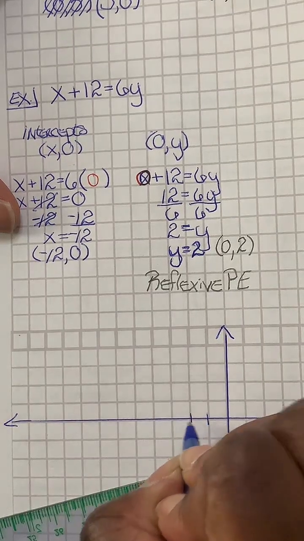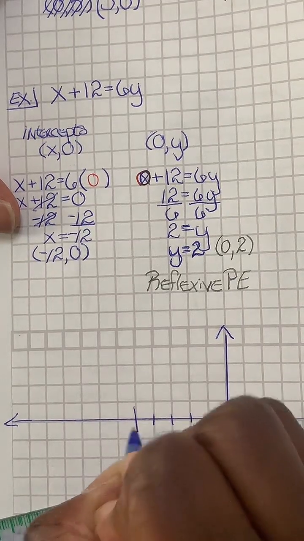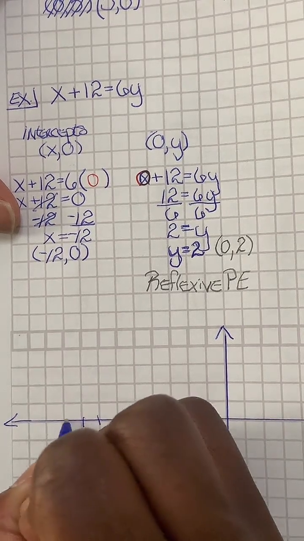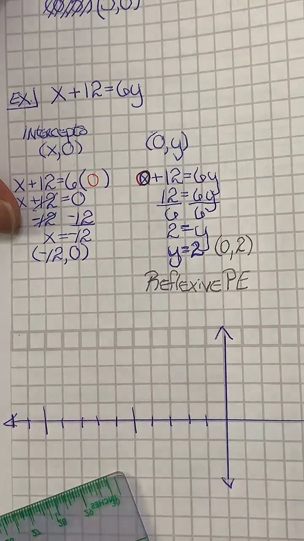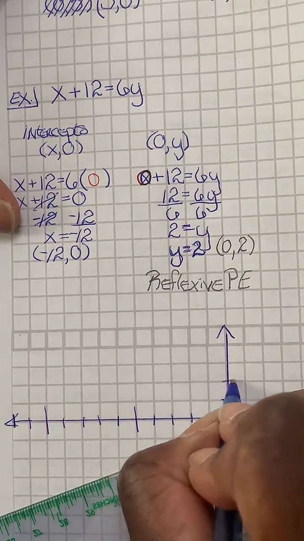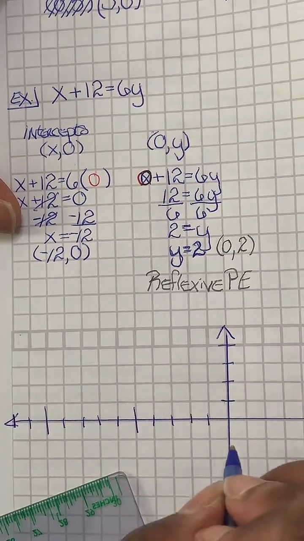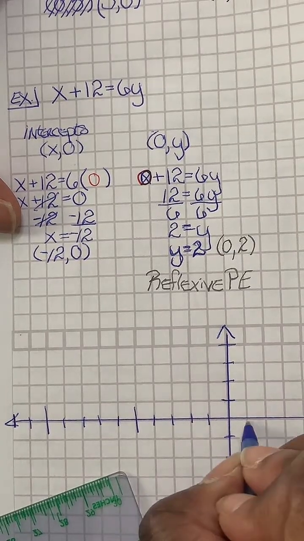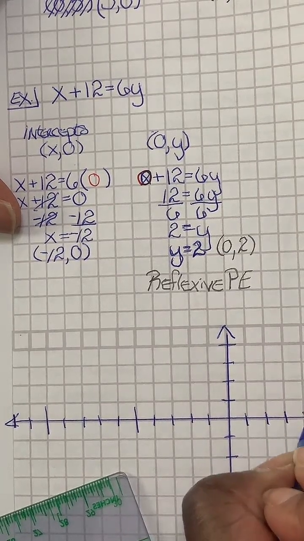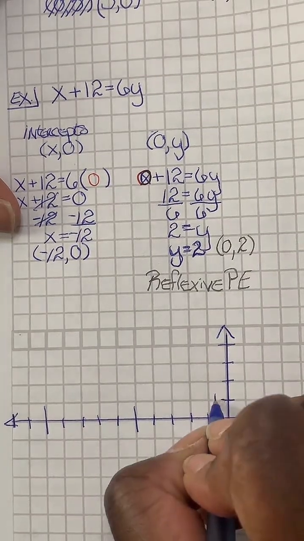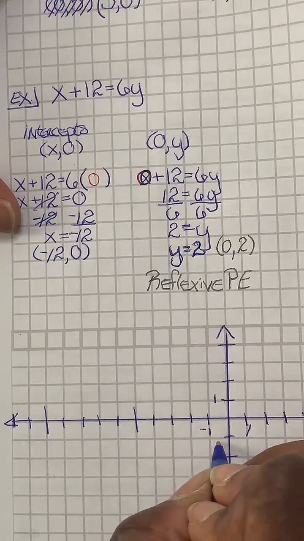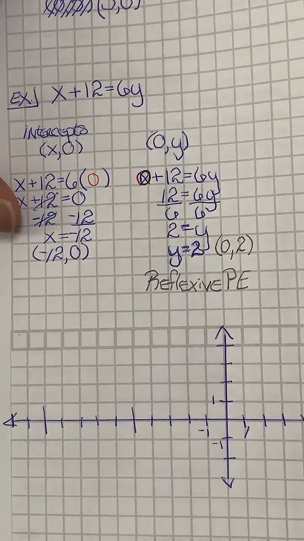So we got 1, 2, 3, 4, 5, 6, 7, 8, 9, 10, 11. Ooh, she just squeaked that in there. 1, 2, 3, 4. 1, 2. 1, 2, 3, 4. Okay, so this is a 1. This is a 1. This is a -1. That's a -1. All right.